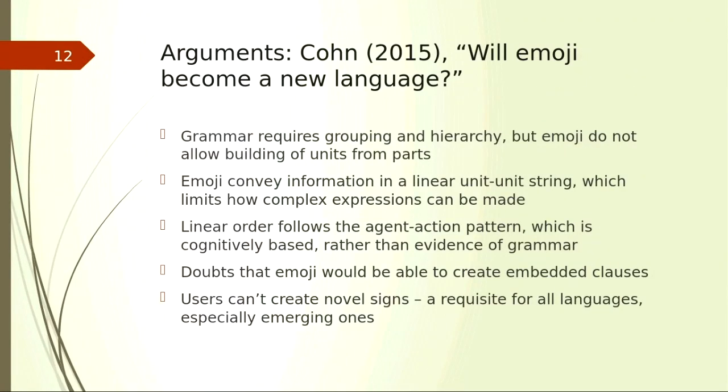Cohn argues that since grammar requires grouping and hierarchy, emoji are not a language because they don't allow building of units from parts. Instead, emoji convey information in a linear string, which limits how complex expressions can be made. Moreover, he states that linear order follows the agent-action pattern, so agent first followed by action, and he claims that this is a cognitively based pattern rather than evidence of grammar. We'll come back to this idea later on. It's an important one. He doubts that emoji would be able to create embedded clauses, and he points out that users can't create novel signs, which is a requisite for all languages, especially emerging languages.